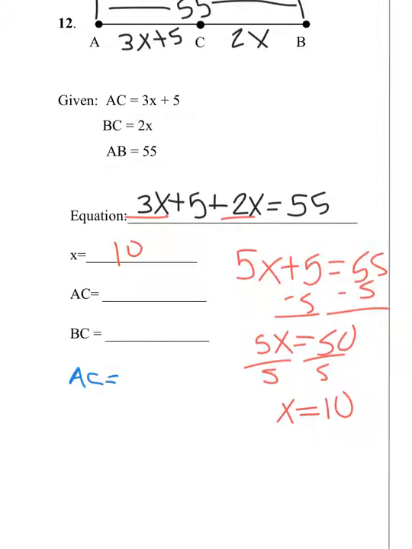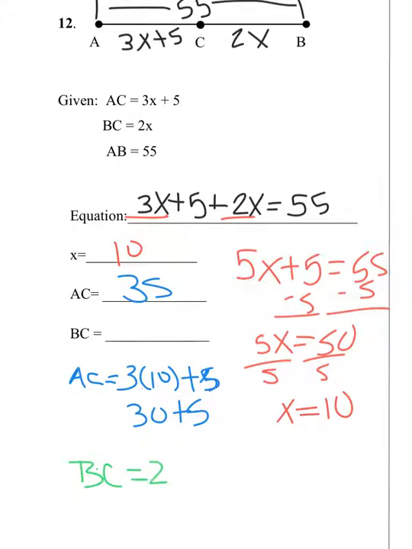Now that x is 10, for AC you're going to plug in 3x plus 5, but now that x we know is 10. So you're going to plug in 10. 3 times 10 is 30, plus 5 is 35. And then your paper originally says AB, but we already know what AB is, so it should have been BC because that's the other one. And BC will be 2 times x, so 2 times 10, which is just 20. And 20 plus 35 gives you 55, which is the whole thing.